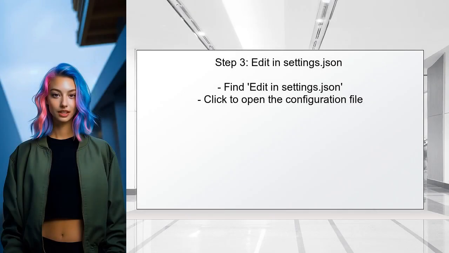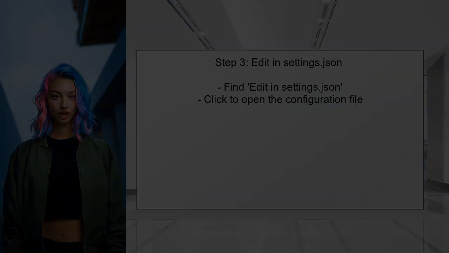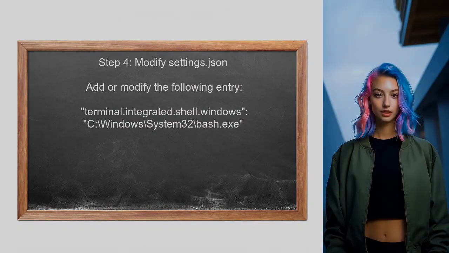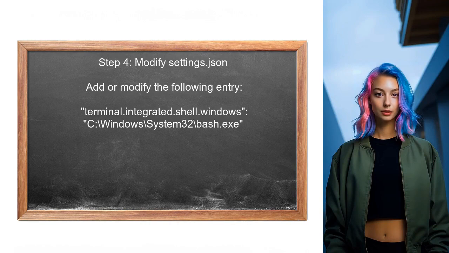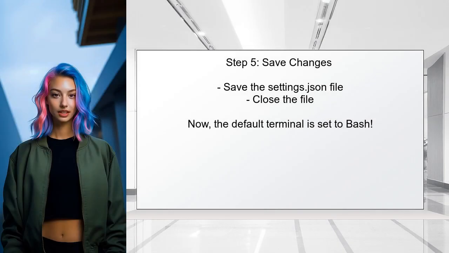Once the terminal settings are displayed, the user should look for the option labeled Edit in Settings.json. Clicking this will open the configuration file. In the Settings.json file, the user will need to add or modify the entry for the default terminal. They should set the path for Bash on Ubuntu. Finally, the user should save the changes and close the settings file. Now, when they open a new terminal in Visual Studio Code, it should default to Bash.